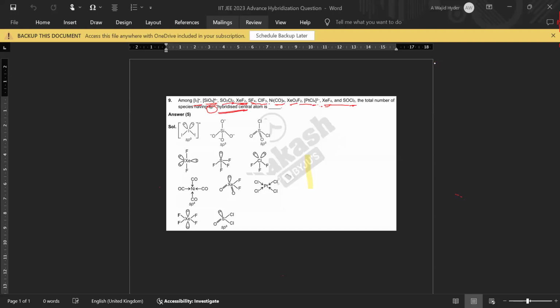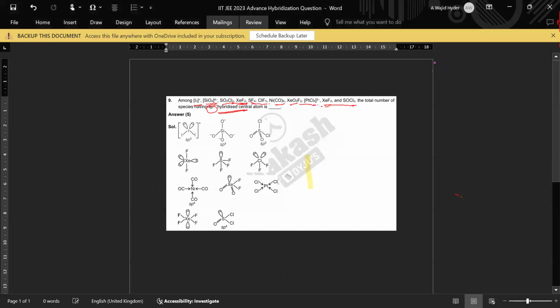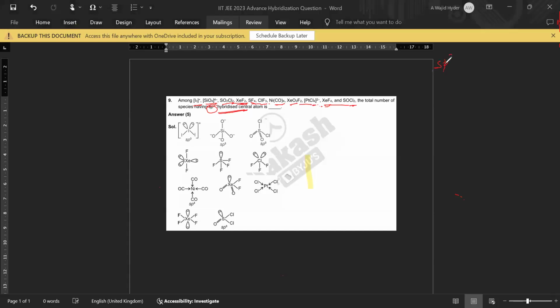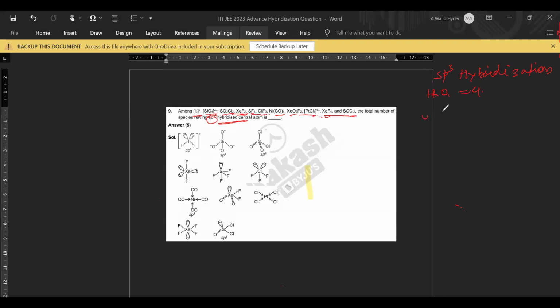What is the meaning of sp3 hybridization? sp3 hybridization means 1s and 3p are there. So how many hybridized orbitals are there? 4. What is the meaning of 4? Mathematically, 4 can be 4 and 0, 4 can be 3 and 1, 4 can be 2 and 2, 4 can be 1 and 3.